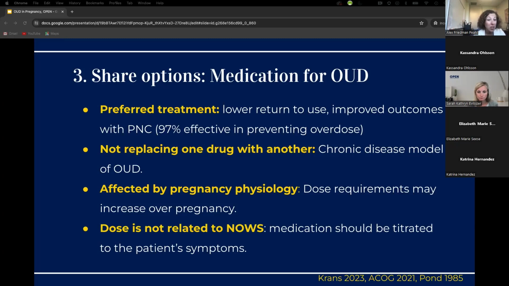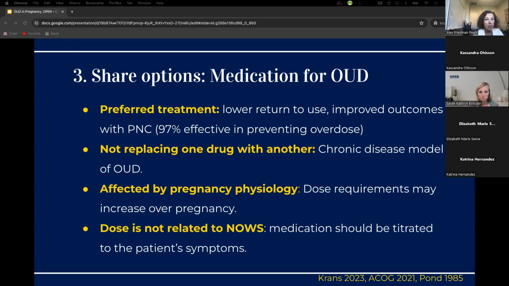Some important counseling points are that MOUD is not replacing one drug with another. We would never speak in this way about another chronic disease like diabetes or hypertension. And so, really emphasizing that chronic disease model, both for patients, but also as they communicate with their support networks.